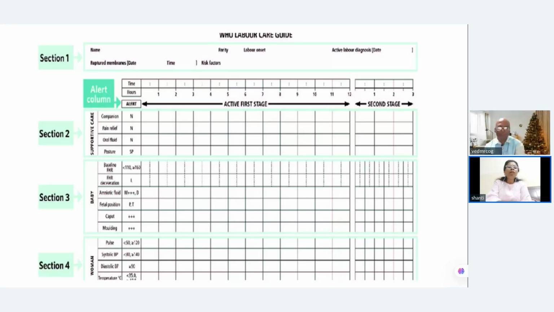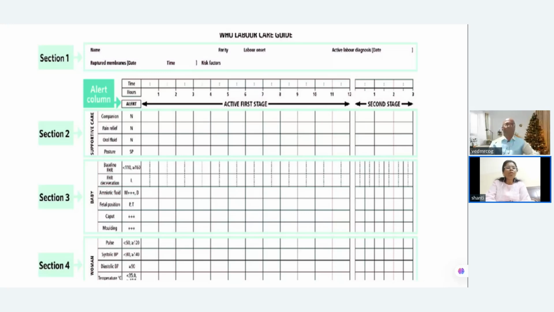So we have to give all the data for the patient: what is the name, what is the NFS number, what is the parity, any high risk, is it spontaneous onset of labor, and also any risk factors. And all the timing of admission we have to write down.